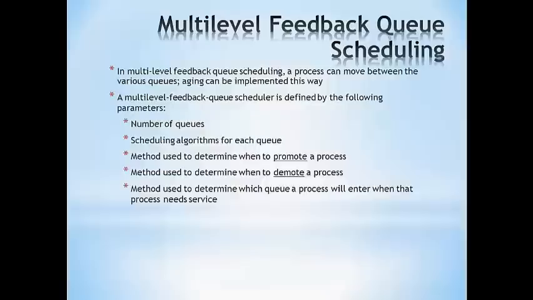Here, a multi-level feedback queue scheduler is defined by the following parameters. That is, the number of queues, scheduling algorithms for each queue, the method used to determine when to promote a process, the method used to determine when to demote a process, and the last one, the method used to determine which queue a process will enter when that process needs service.